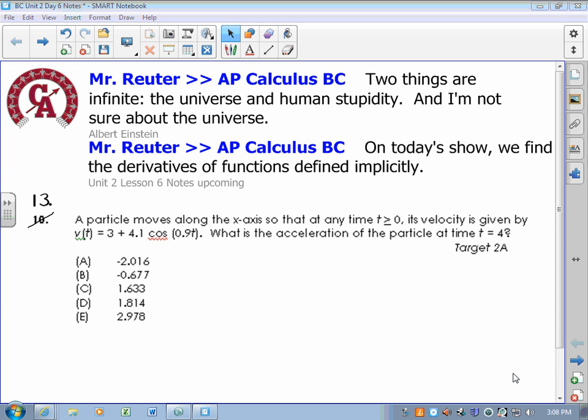Mr. Einstein helps us out with, well, that's inspirational, isn't it?